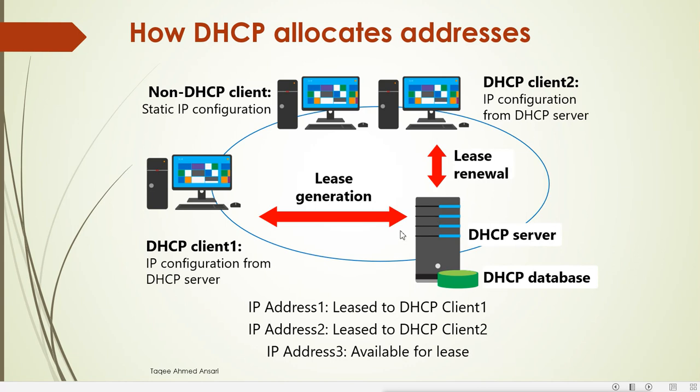Then what happens? The first IP configuration from the DHCP server given to the client is called the lease generation, and after the lease period has expired, then it will do lease renewal. The lease period is the time duration for which the IP address is given to the client. When it expires, it will renew the IP address, it will renew the lease. And in lease renewal, it can give the same IP address or it can give another IP address also. It is possible in DHCP.